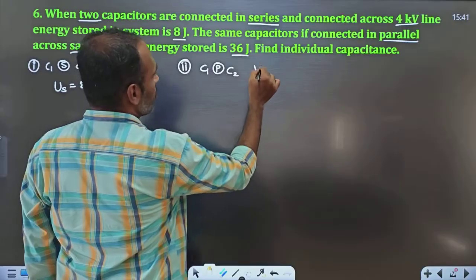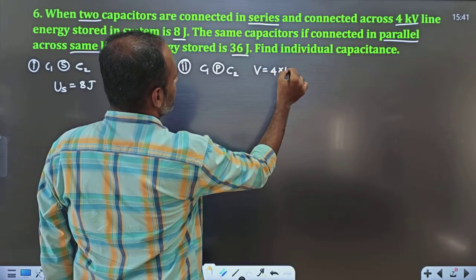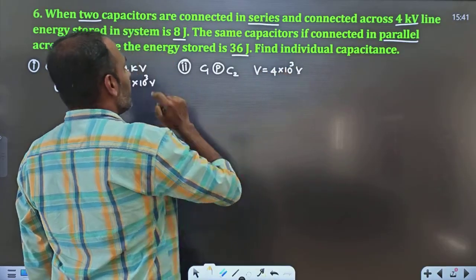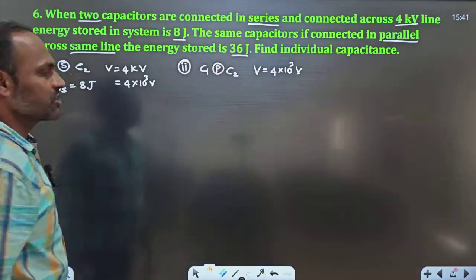Same line means again the potential is same. 4 into 10 raised to 3 volts. Correct. The energy stored is 36 joules.